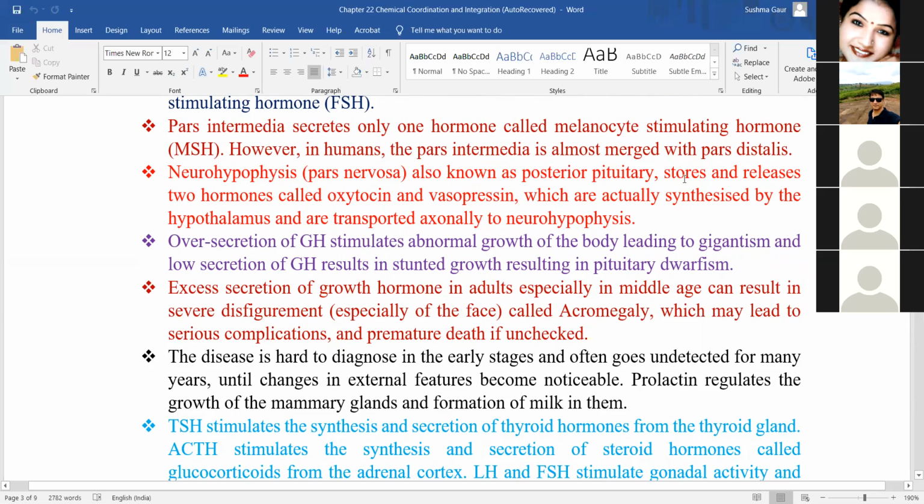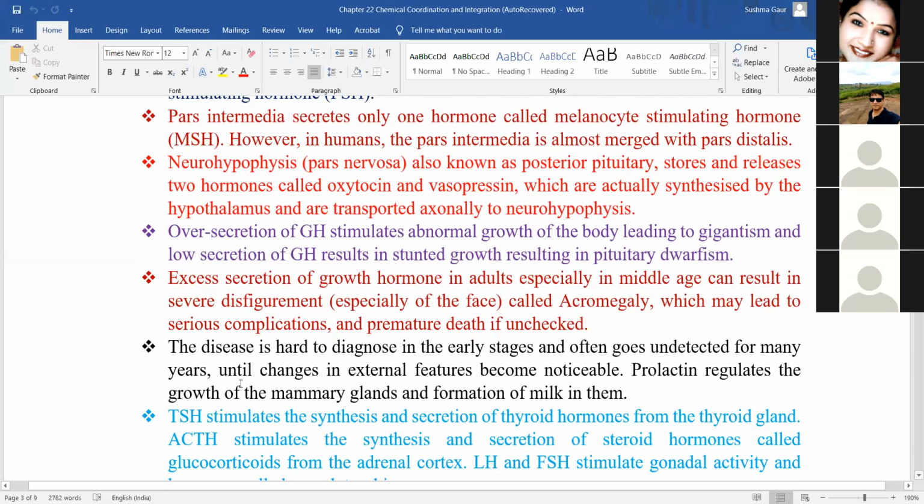What is its function? It stores and releases only two hormones known as oxytocin and vasopressin. And I'm sure that a question will be asked, in which situation these oxytocin and vasopressin will be secreted. So they will be synthesized by hypothalamus and are transported axonally to neurohypophysis. So when we get very scared, then yeah, vasopressin and oxytocin, I think they will be secreted at that time.